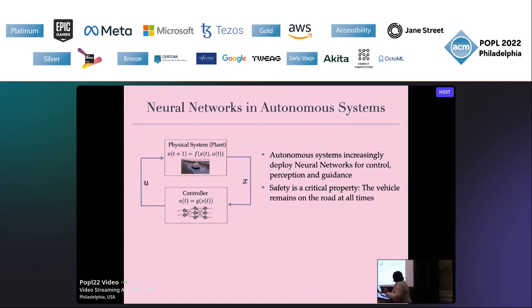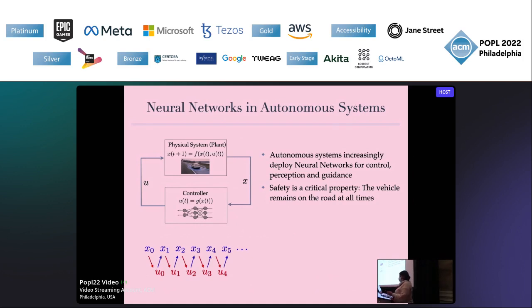And the execution of such a closed loop system happens as an alternation between a step of the physical system and a step of the controller. So the controller senses X0 and outputs U0, which is then fed back to the physical system, which then updates its state to X1 and so on.